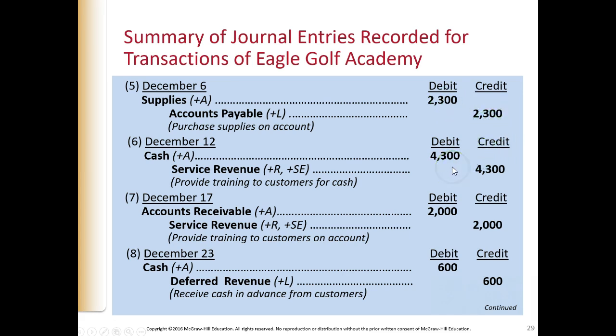Let's provide services to customers and receive cash. Debit, increase cash. Credit, increase service revenue. Let's provide services to customers, and we're going to collect the cash later, so they still owe it to us. We debit another asset account, accounts receivable, and credit service revenue. Then on the 8th transaction, let's collect cash in advance. We're going to provide the service later. It's a liability, as we talked about before. Let's increase cash and increase deferred revenue.